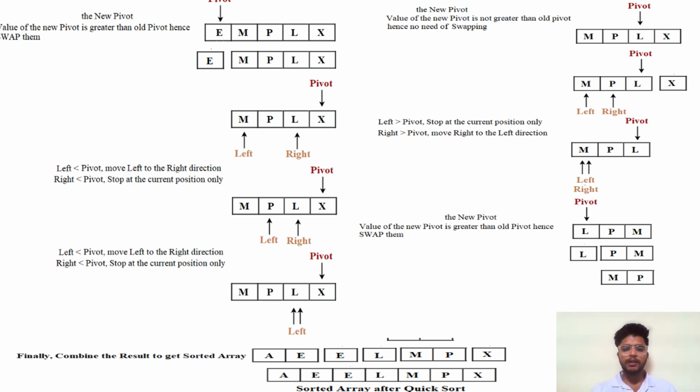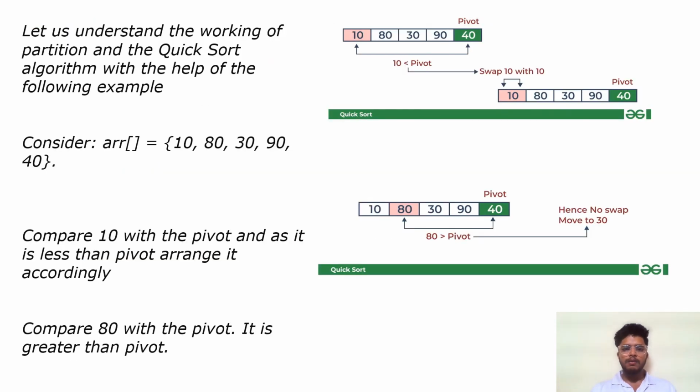So this is the final result after sorting a given unsorted array. Moving on to the next slide, where we have another example of quicksort. Let us understand the working and partition of the quicksort algorithm with this new example, where we are going to consider arr as 10, 80, 30, 90 and 40, which is unsorted.